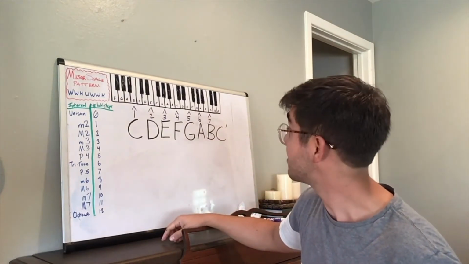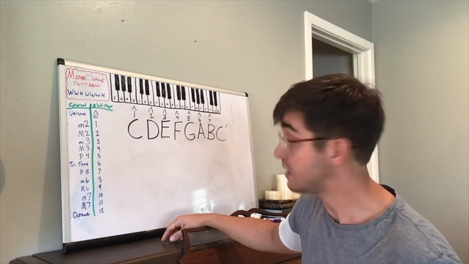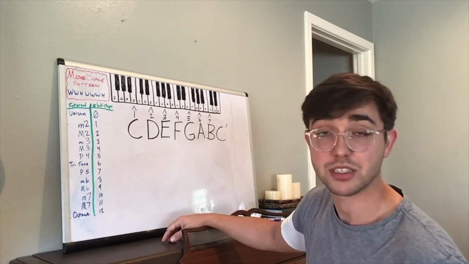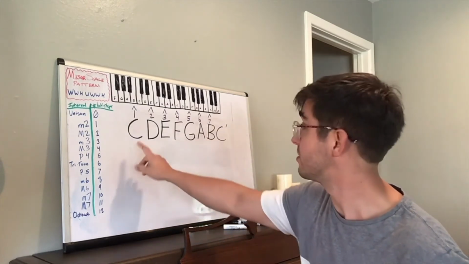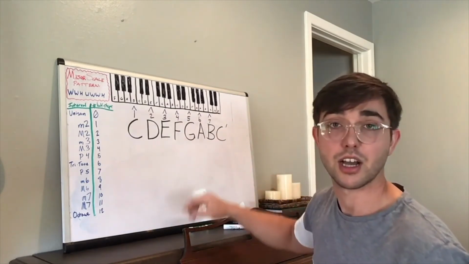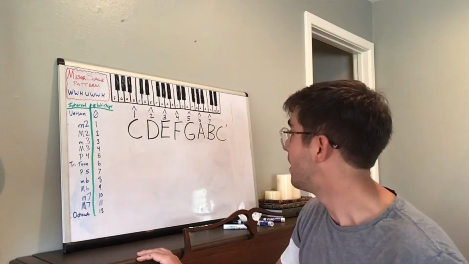C to A is a major sixth. C to B is a major seventh. And then C to C is a perfect octave. So C to that C, a perfect octave.